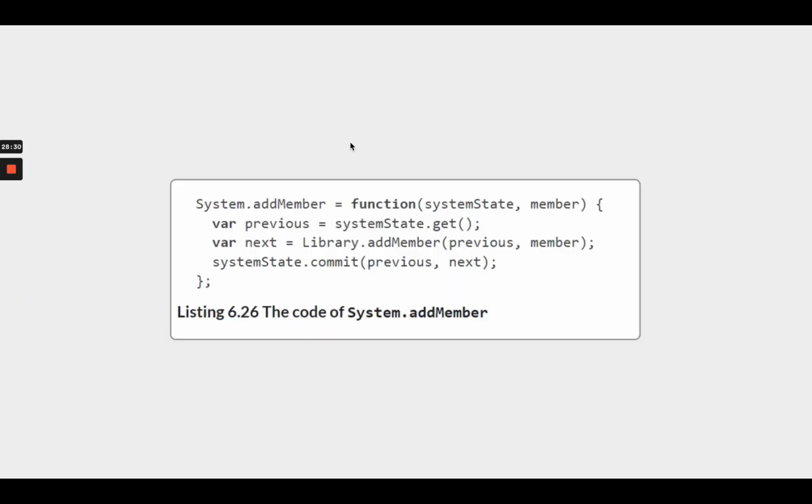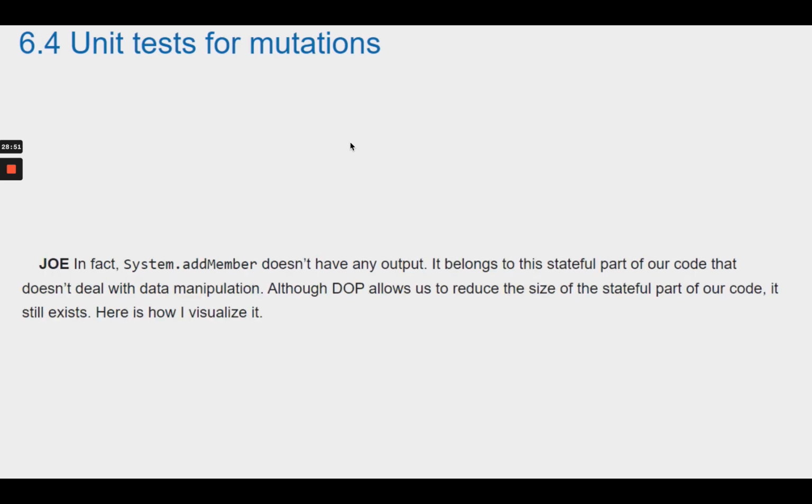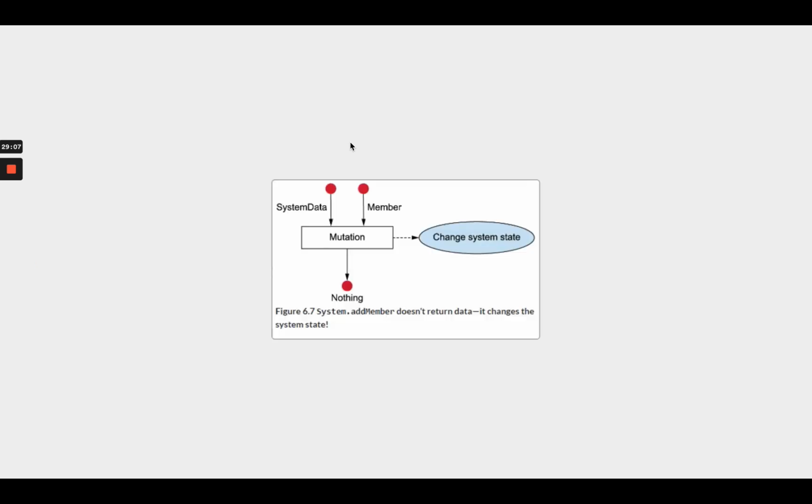Theo takes another look at the code for system.addMember and hesitates. He's a bit confused. The function doesn't seem to return anything. Theo: The input of system.addMember is a system state instance and a member, but I'm not sure what the output of system.addMember is. Joe: In fact, system.addMember doesn't have any output. It belongs to this stateful part of our code that doesn't deal with data manipulation. Although DOP allows us to reduce the size of the stateful part of our code, it still exists. Here is how I visualize it.